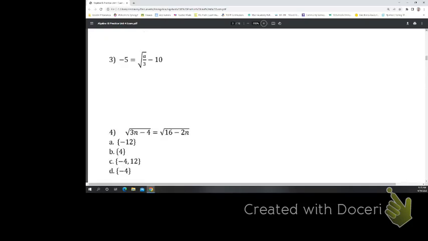So we're going to add 10 on both sides, because the radical needs to be by itself before we square both sides. So now I have 5 is equal to radical a over 3. Now I square both sides. I cannot get rid of the 3 while it's under the radical. Then we have 25 is equal to a over 3. And we, of course, multiply by 3. And a is 75.